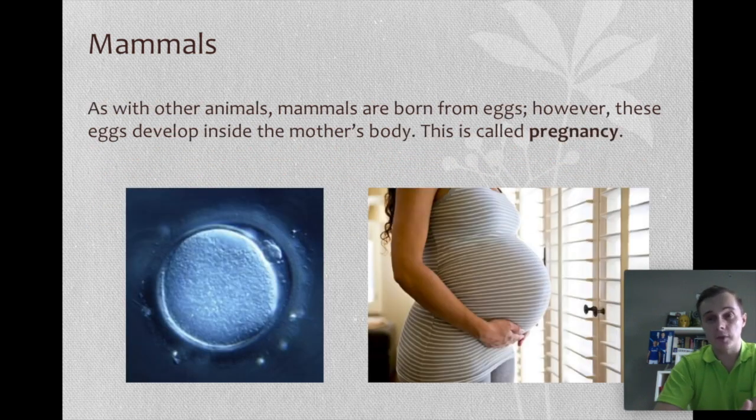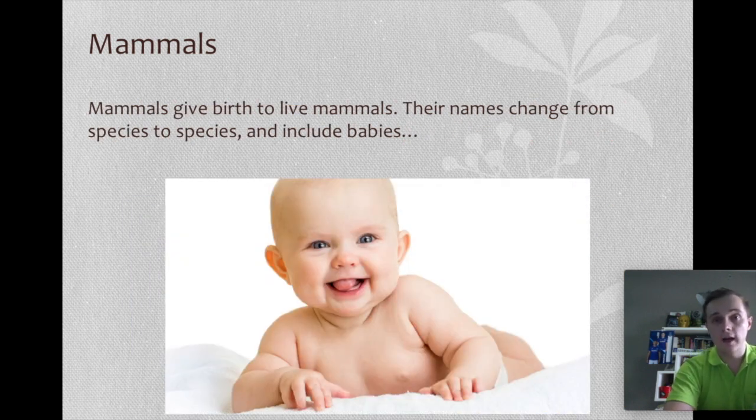So, like other animals, there is an egg involved. Mammals come from eggs, but they develop inside the mother's body. So that egg is inside the mother's body, but the egg does not come out of the mother's body. The live animal does. When there's an egg growing inside a mother's body, this is called pregnancy. So mammals give birth to live mammals. Their name changes from species to species, but it's still a live mammal.